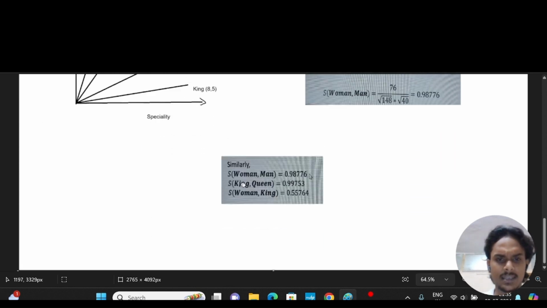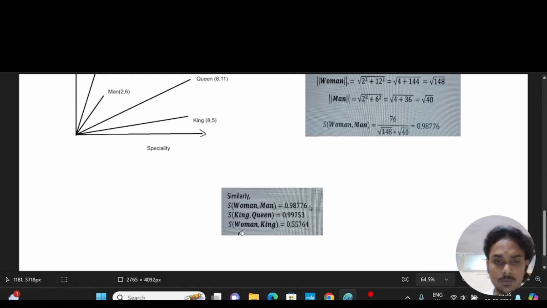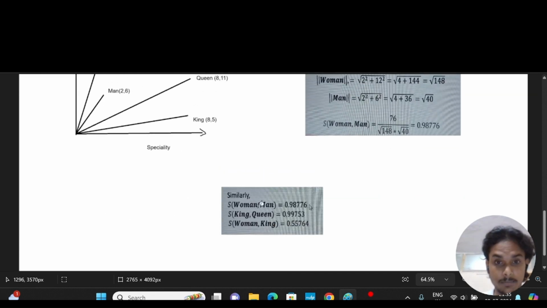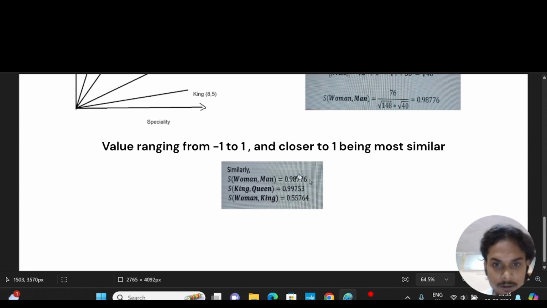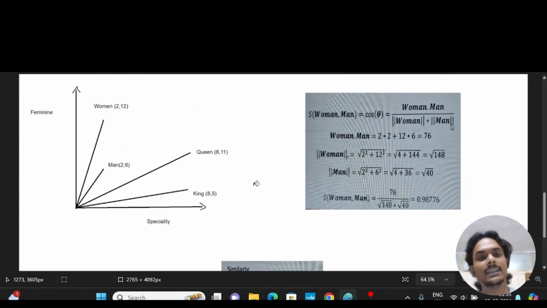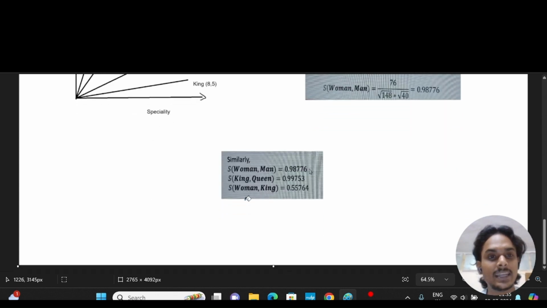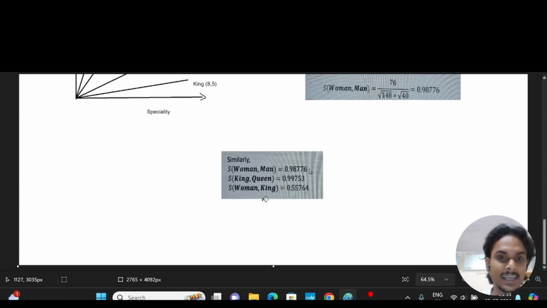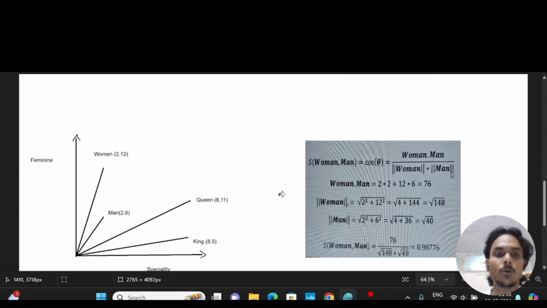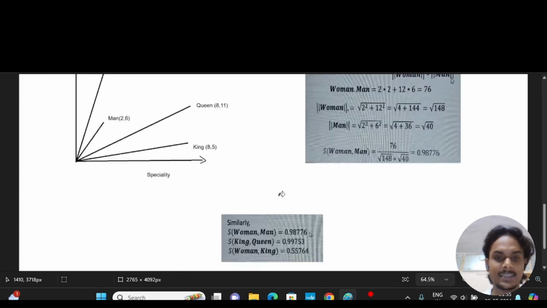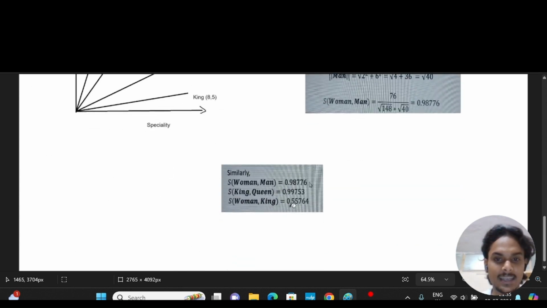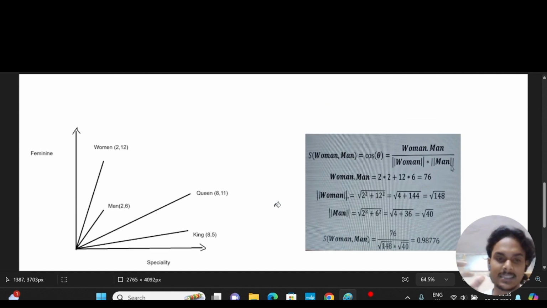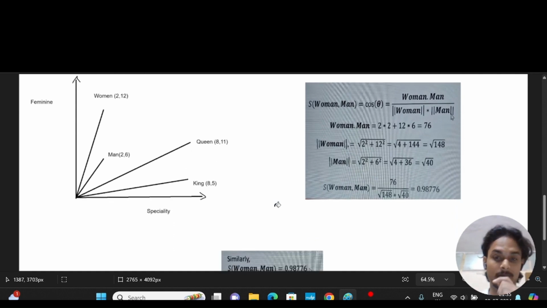Then again, you can see there are different similarity scores between different words. For example, for man and woman, I have already said it is 98%. For king and queen, it is 99%. And if you see woman here and king here, the angle is the highest among all other words, which is also expected. If the angle is more, the similarity will be less. So as you can see here, they are 55% similar. That means it's a very low similarity score based on the formula.